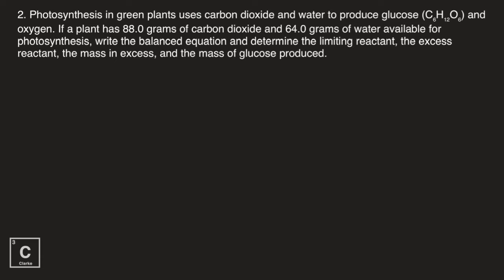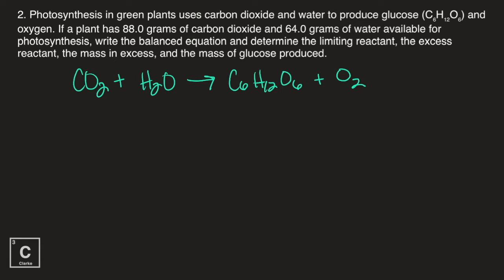Okay, so he says photosynthesis uses carbon dioxide and water. So those are reactants. And it produces glucose and oxygen. Now this is the opposite of combustion. We need to balance this. I'm going to start with carbons. I have 6 carbons in my product, so I'm going to put a 6 here. Then if I go to my hydrogens, I got 12 hydrogens, so I'm going to put another 6 here.